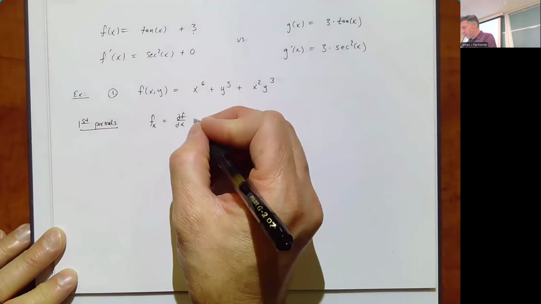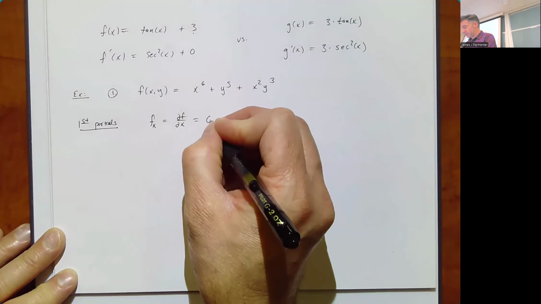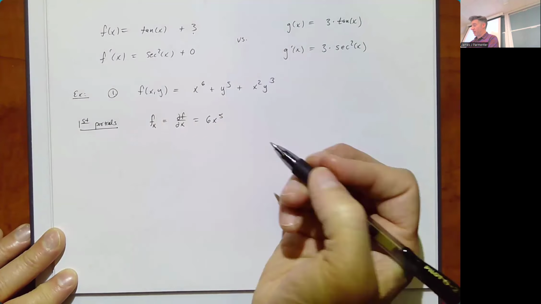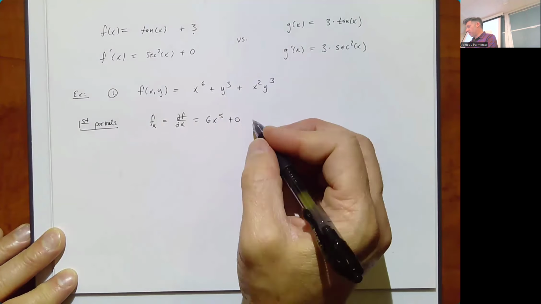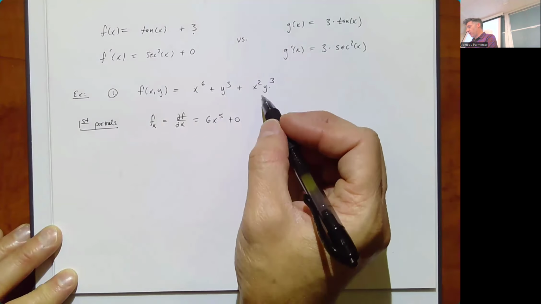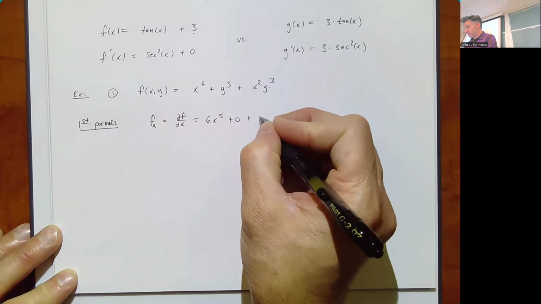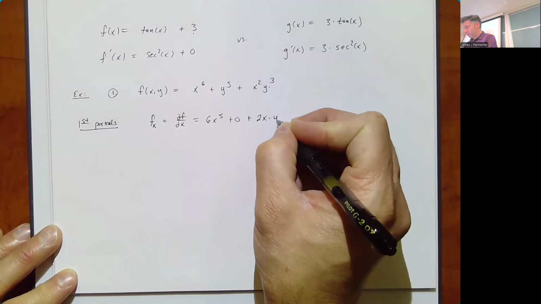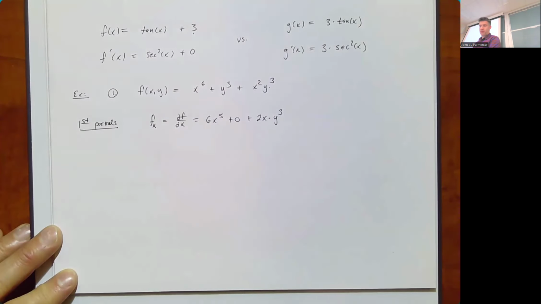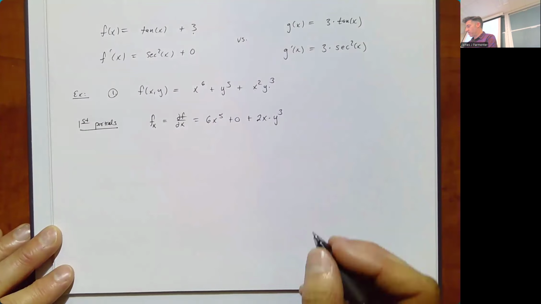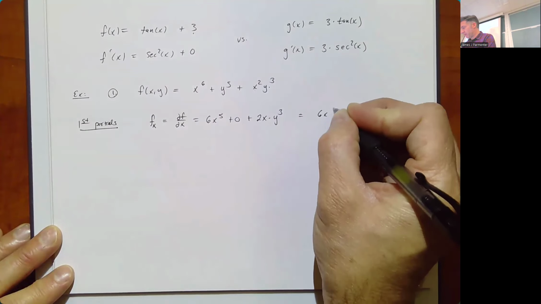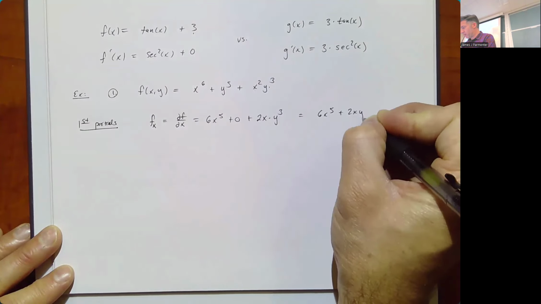So here we're going to get the derivative of x to the 6th is 6x to the 5th. The derivative of y to the 5th is 0, and the derivative of x squared times y cubed. While the y cubed is acting like a constant multiple, the derivative of x squared is going to be 2x, and we're still multiplying by the y cubed that's hanging out. And then you get rid of the 0 if you want to, and just write it as 6x to the 5th plus 2xy cubed.